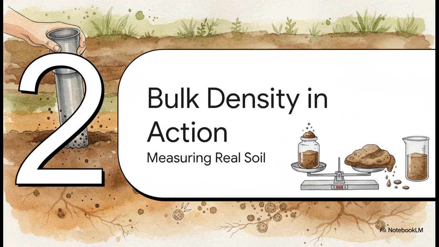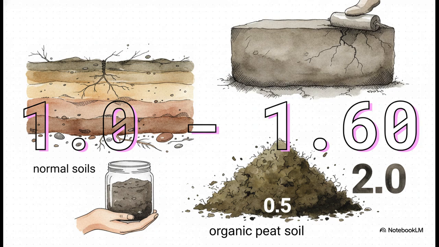Moving right along to Section 2, bulk density in action. While particle density gives us that permanent baseline, bulk density is honestly of far more importance when we want to understand the actual physical behavior of soils out in the field. And to measure it, well, the core sampler method is the one most widely used. The really crucial point here is understanding what a normal bulk density even looks like. In normal soils, it generally ranges from 1.0 to 1.60 megagrams per cubic meter.